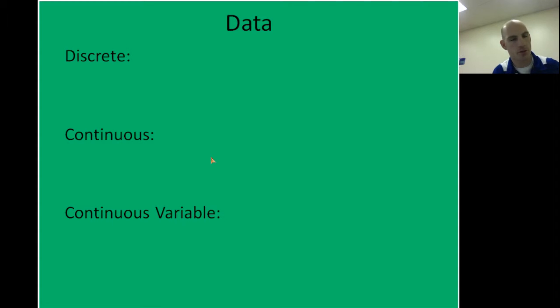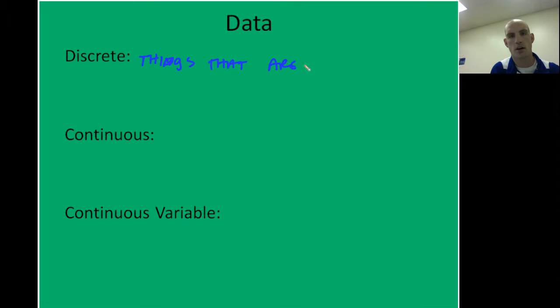This is the second part of frequency distribution, and we're going to talk about the different types of data. When we talk about the different types of data, we can have discrete data. Discrete data are things that can be counted using the whole numbers.